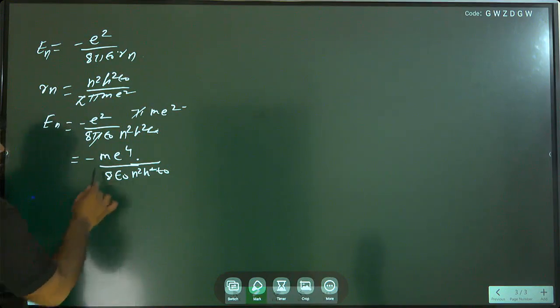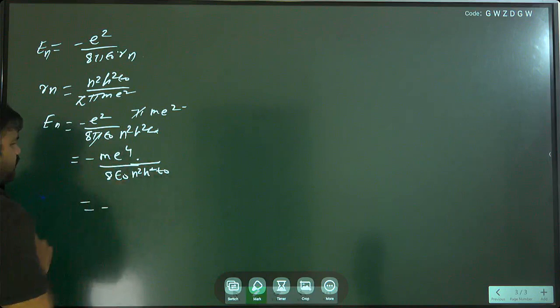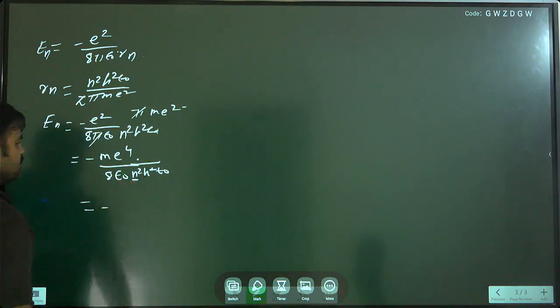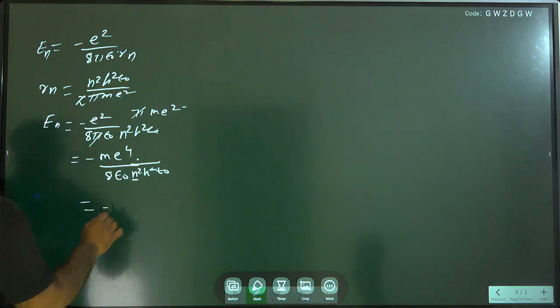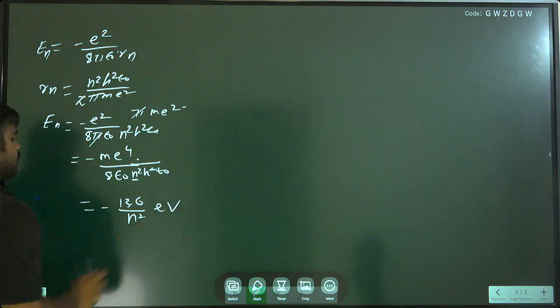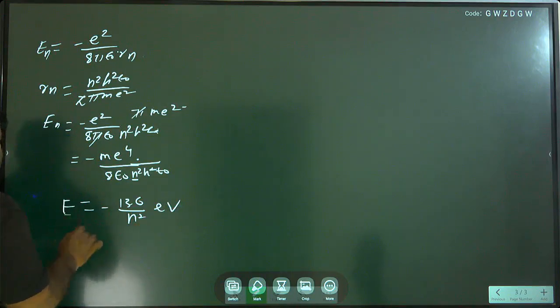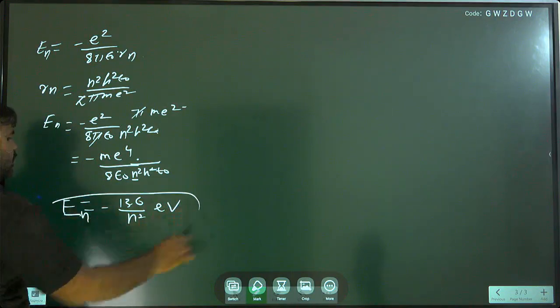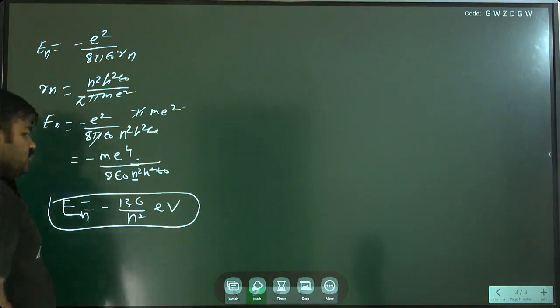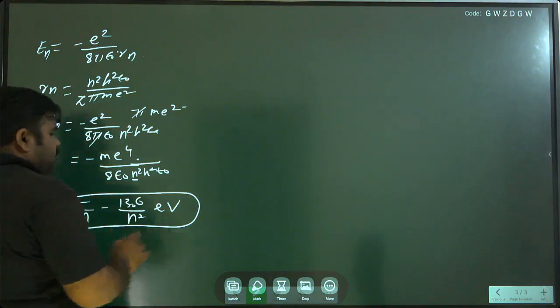m square upon... See, all are constants here, except n. Only n will be changing, remaining all are constants. Then what is this value? We can substitute this value, we're getting minus 13.6 upon n square, and this value is in the form of electron volt. So what is the energy for nth state? Energy for nth state is equal to minus 13.6 electron volt upon n square. Understood? This is equal to how much? Minus 13.6 upon n square electron volt.